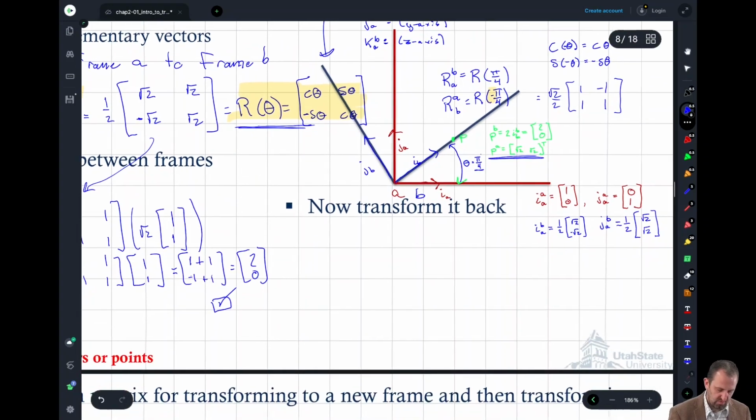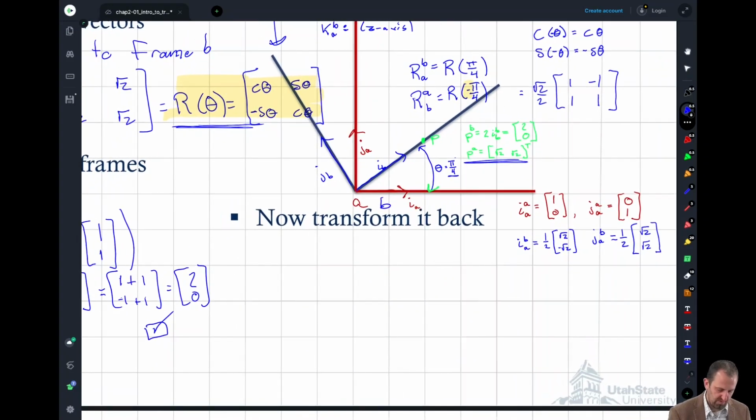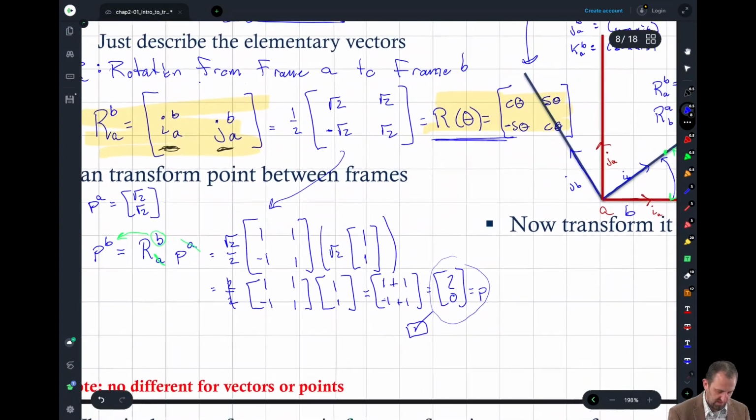Okay, so let's transform this point, which was just equal to P, in the B frame.